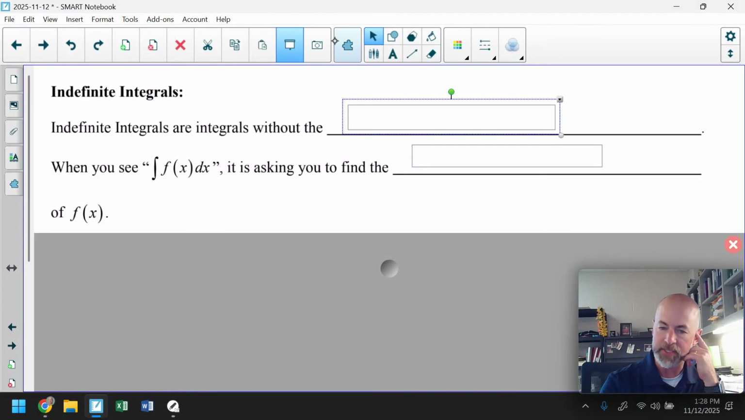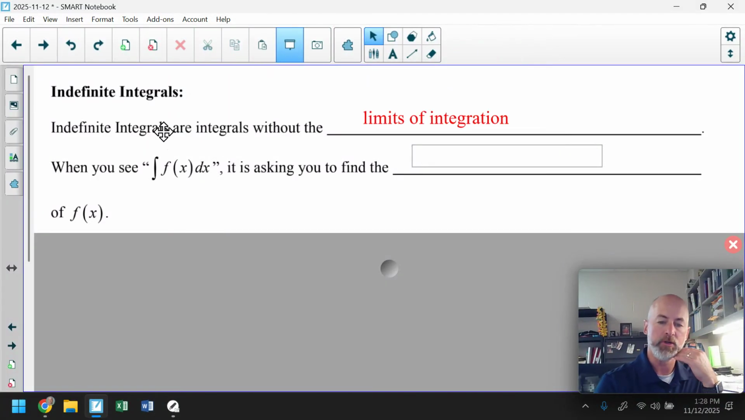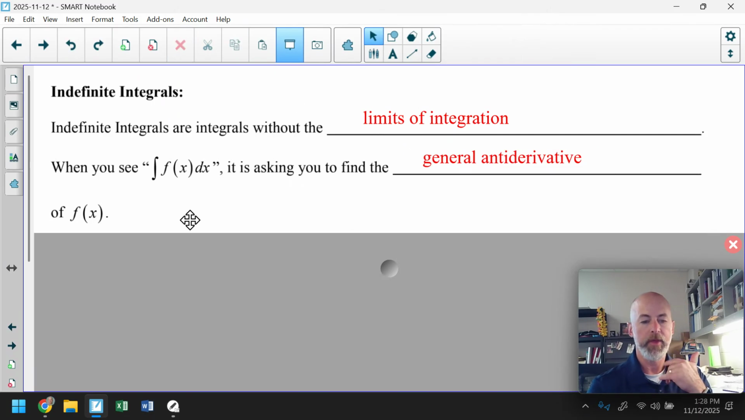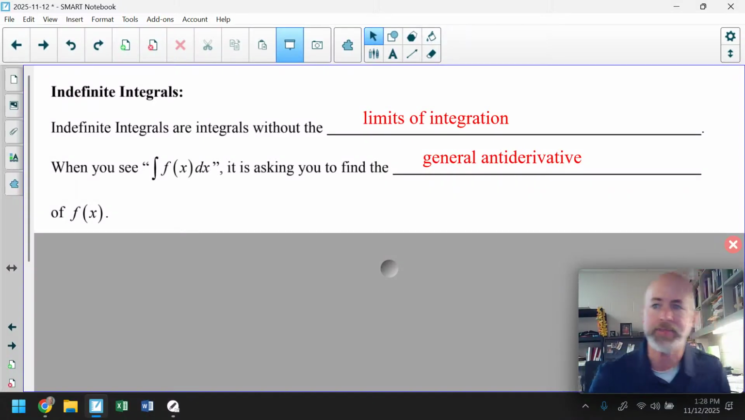I'm going to explain the difference in a minute. But an indefinite integral is an integral, that's the little squiggle s thing, that does not have the limits of integration. And if you ever see this thing right here, where we have the squiggle s and f of x and a dx, what that is asking you to do is find the general antiderivative of the function little f. So it's the same thing, same type of question, just a slightly different notation.